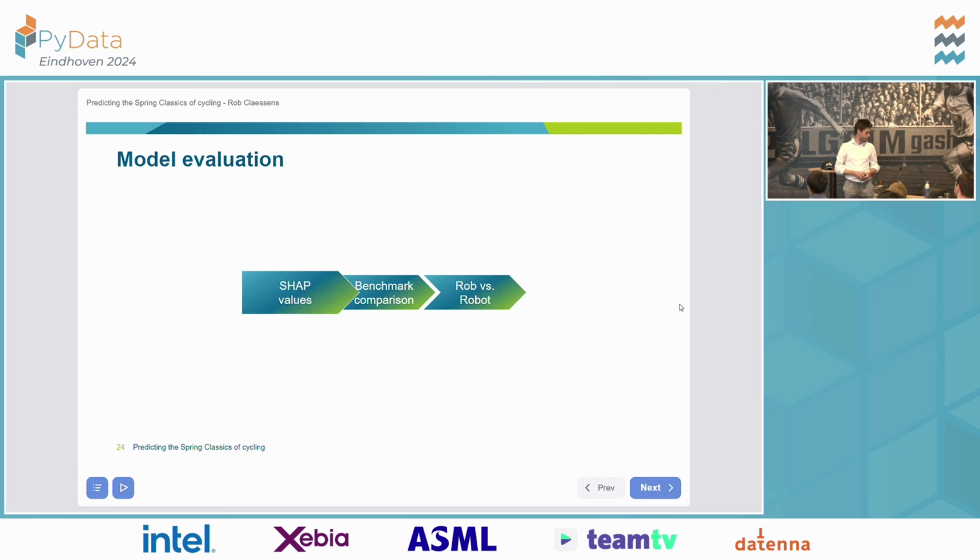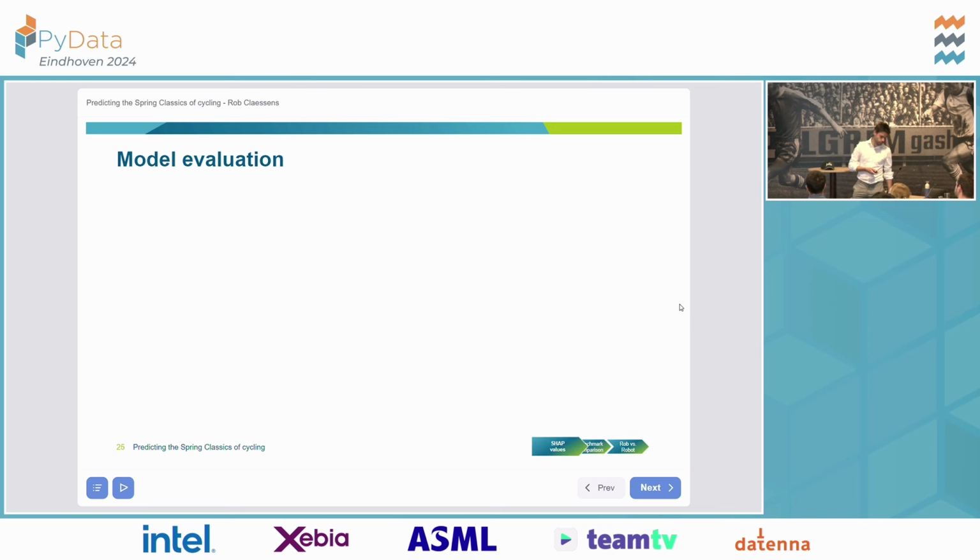So then some evaluation of my model. I did a bit more with these SHAP values to get a bit of an understanding of my model. Let's start there. This doesn't seem to work well, which is... oh wait, it does.